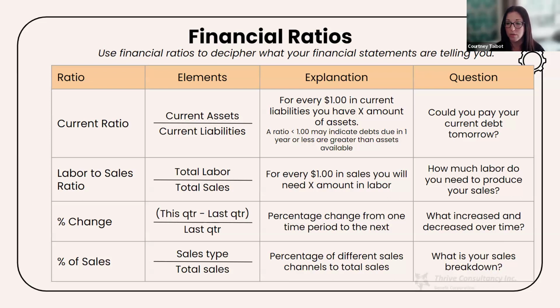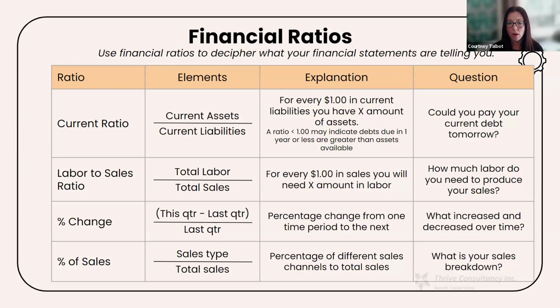Okay? The third ratio is just the percent change. So this can answer the question of what has increased or decreased over time. This could be anything you want to see on any of your financial statements. You can use this formula for it. So you would take something, maybe it's your sales. This quarter's sales minus last quarter's sales divided by last quarter's sales would give you a percentage of change from one quarter to the next, or a month or year, whichever time period you want to look at.